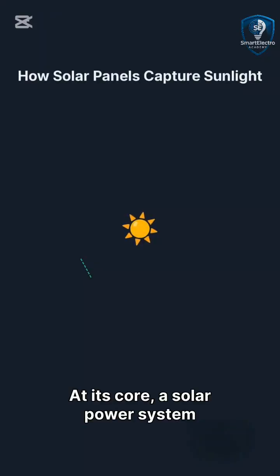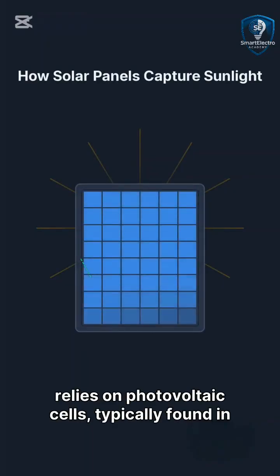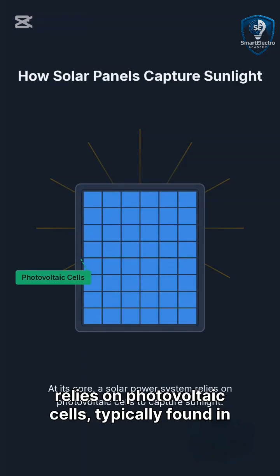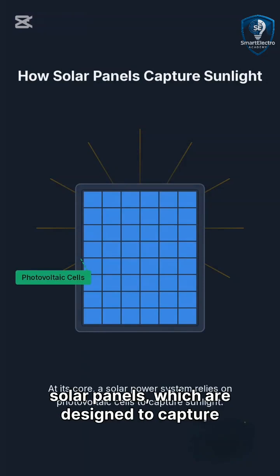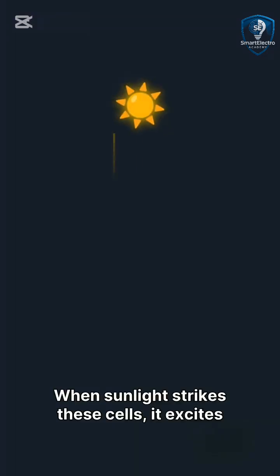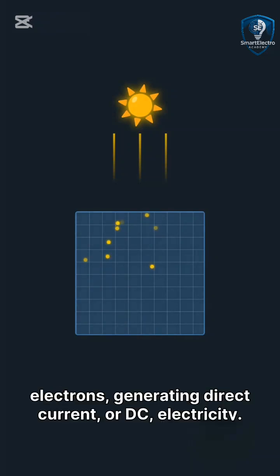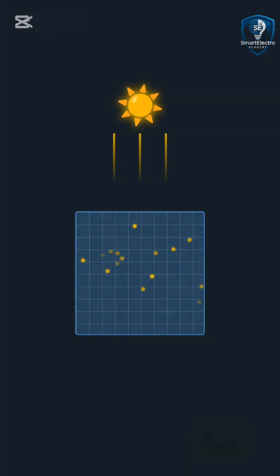At its core, a solar power system relies on photovoltaic cells, typically found in solar panels, which are designed to capture sunlight. When sunlight strikes these cells, it excites electrons, generating direct current, or DC, electricity. This is the initial form of power produced.